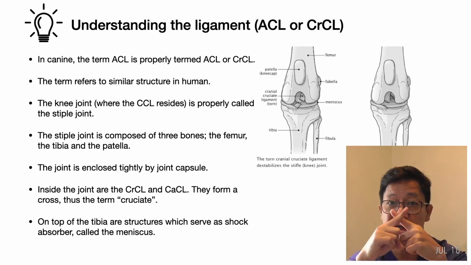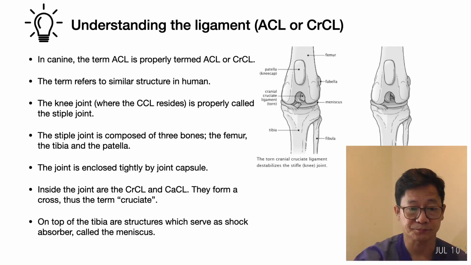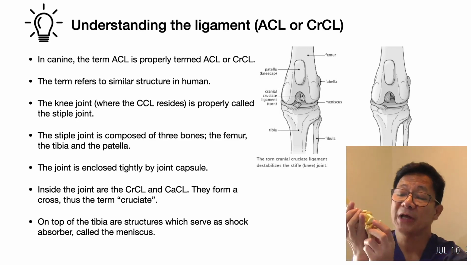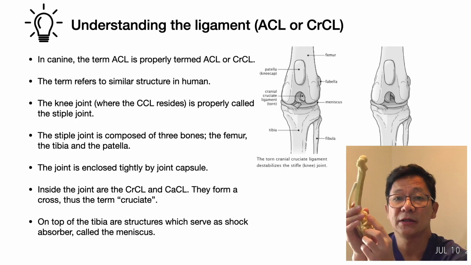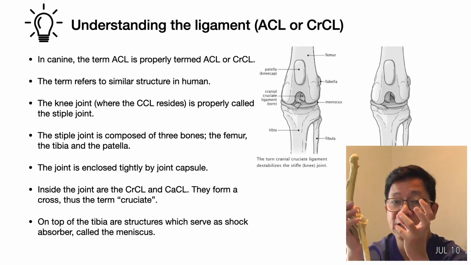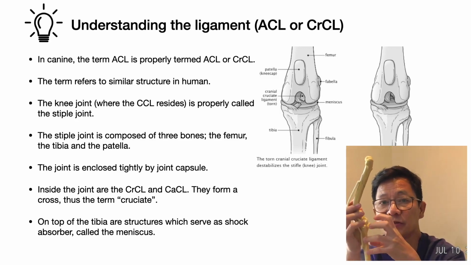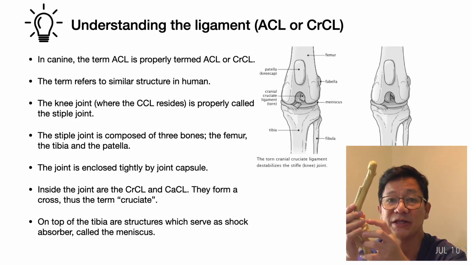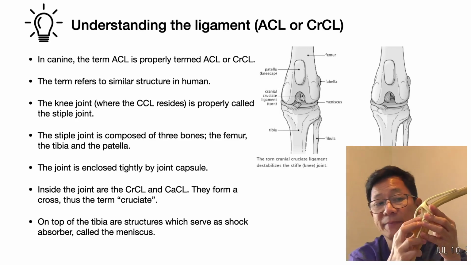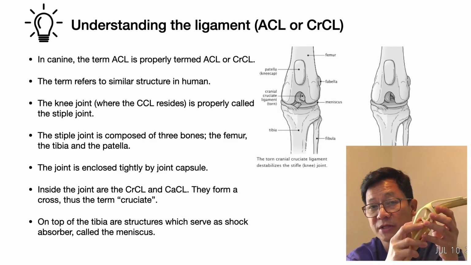So nagko-cross sila. That's why it's called cruciate. Then on top of the tibia here, the proximal tibia, the tibial plateau, meron siyang meniscus. Yung para siyang cushion, a structure that serves as shock absorber. So sometimes nadadamage po yan once nagkaroon ng instability yung knee due to cranial cruciate disease.